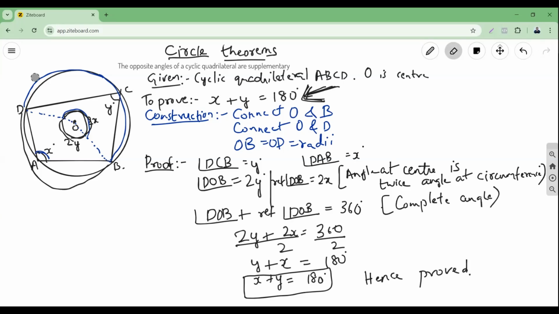I hope you've understood how the arc is subtending that angle and everything. We are going to use that theorem. If you have not understood that theorem's proof, maybe you have to go back in my channel to view that video where we have figured out that the angle at the center is going to be twice the angle at the circumference.